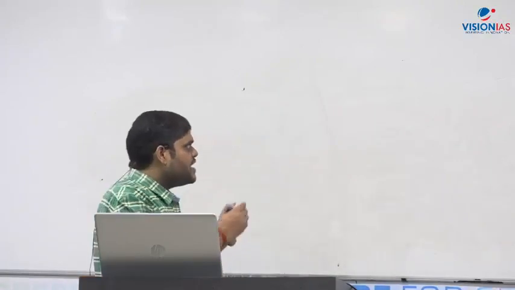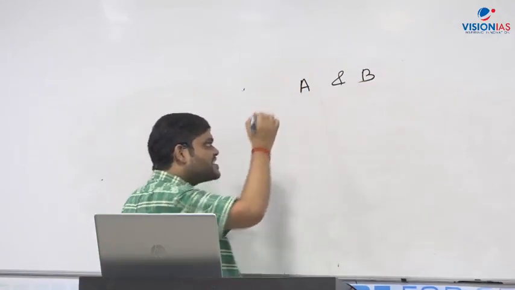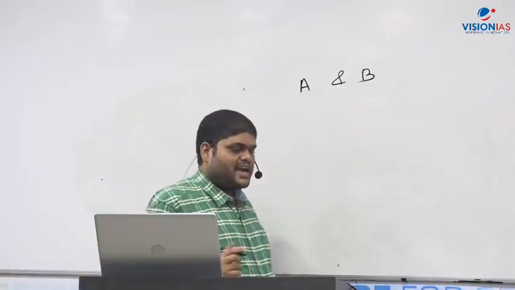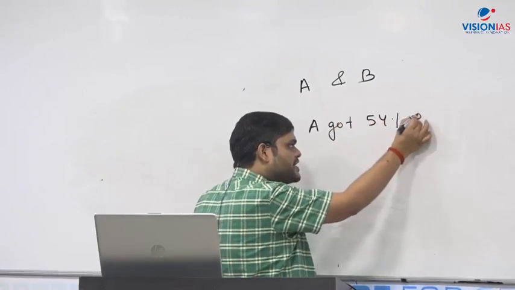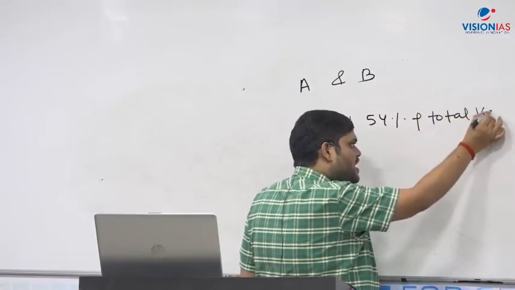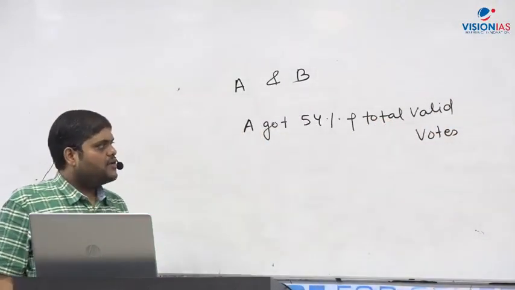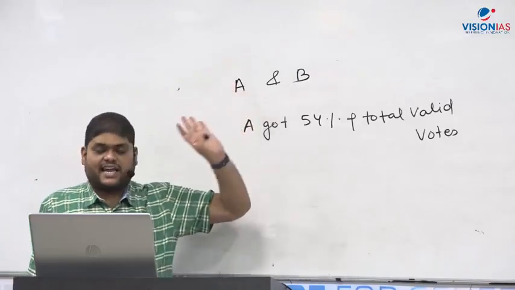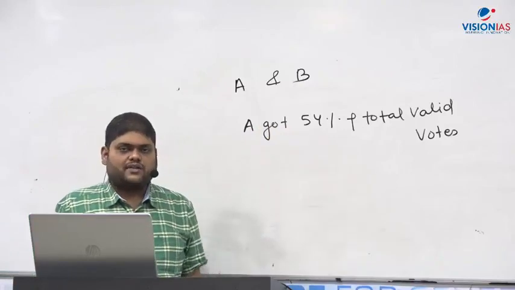Okay. Now I was telling how the question will come. Suppose the question is, in an election between two contestants, A and B, A got 54% of the total valid votes.